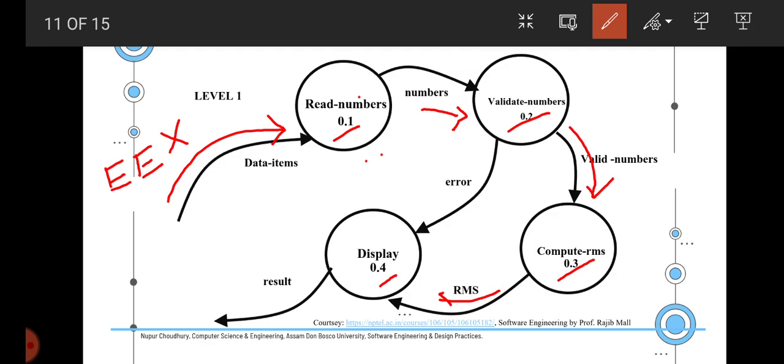The result can also be stored in a particular output file, or it can directly be sent to the user. So if it is stored in an output file, you have to represent it using the output symbol. Now if the numbers are not validated, then it will show an error, that is, it will display the error, and it will use the display process.